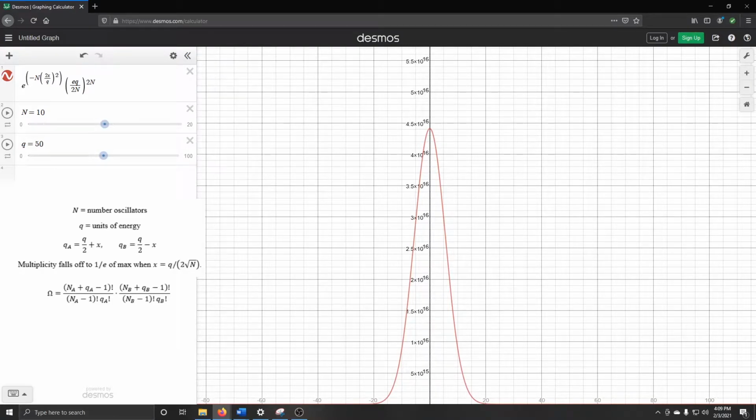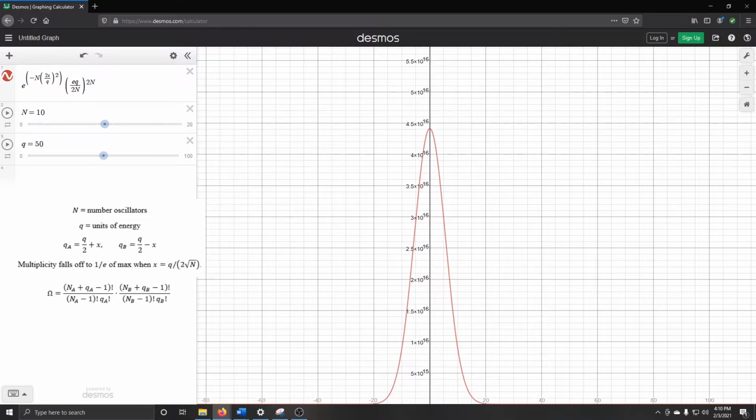In this video, we're going to discuss the distribution of microstates for various macrostates for a system of two Einstein solids that are connected. The equation in the top right is the equation for the multiplicity of states, which is based on Q, the total number of units of energy that the two Einstein solids share, N, the number of particles in each Einstein solid, or the number of oscillators in each Einstein solid, and X, the difference between the energy of the system and the most likely macrostate of the system.